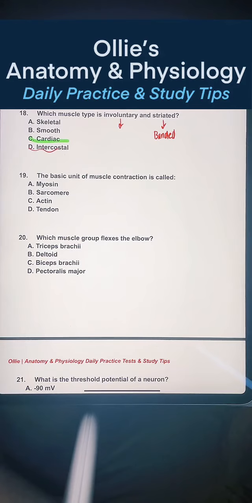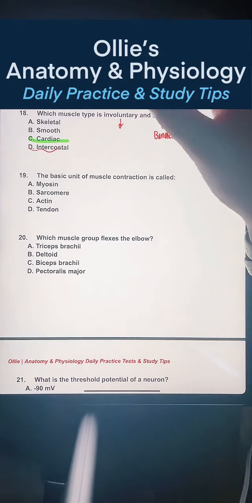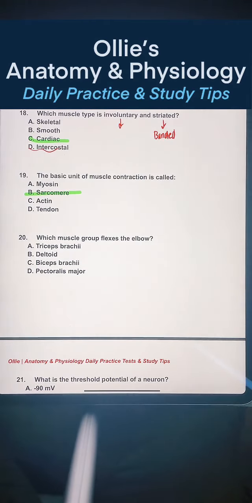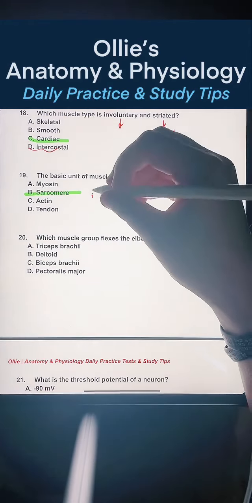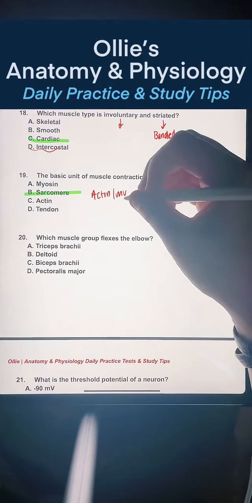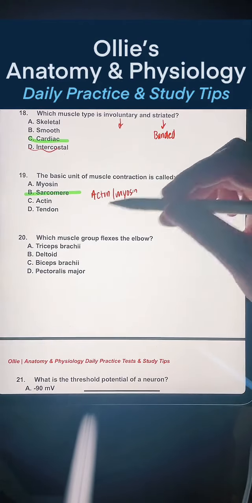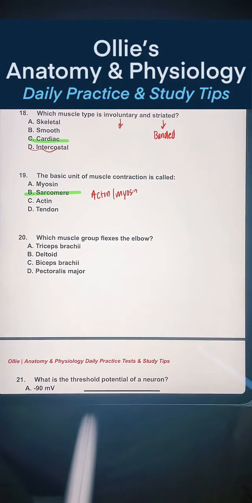Awesome. Number 19. Fantastic, everybody. The basic unit of muscle contraction is the sarcomere. Sarcomeres are repeating units of actin and myosin in muscle. Myosin and actin are part of the sarcomere. Tendon is what connects muscle to bone. Remember, a basic unit is essentially the largest but smallest unit possible that is necessary to complete the main function. For muscle contraction, everything within the sarcomere is required, so that's why the sarcomere is the basic unit of muscle contraction.